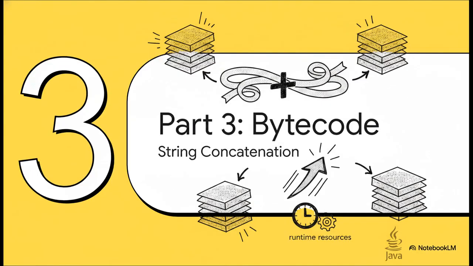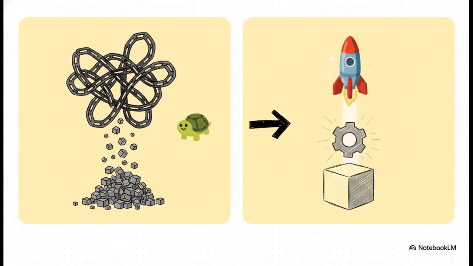Let's jump into part 3, bytecode and string concatenation. So what actually happens when you use the simple plus operator to combine strings? Well, the answer to that has drastically changed to optimize runtime resources. For decades, pre-Java 9, the compiler handled concatenation by secretly injecting explicit StringBuilder instantiation chains. If you added 3 variables together, the compiler hit a new StringBuilder, appended the variables, and then called toString.